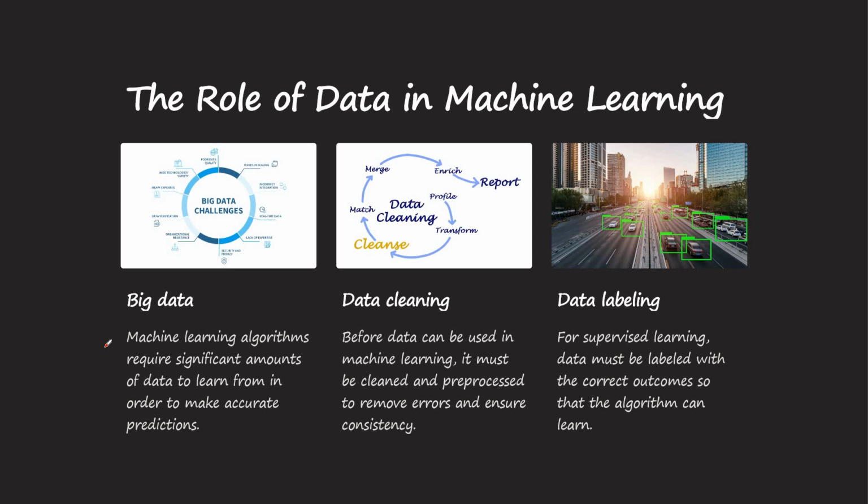So if I talk about data sets, there are more and more branches only for data set preparation, data cleaning, data analysis, and data pre-processing. There are so many branches only for the data preparation part. Now, what is the role of data in machine learning? The first one is big data.